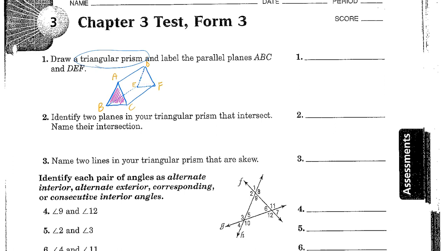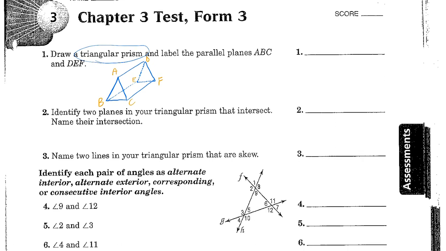Okay, so I'm going to go ahead and erase that pink there. All right, there we go. Identify 2 planes in your triangular prism that intersect and name their intersection. So any 2 planes other than the 2 we just described, planes ABC and DEF. So let's just pick any 3 points that are non-collinear. I'm going to pick, I don't know, let's go plane ADC, okay? And so I'll highlight this on the picture to show you plane ADC.